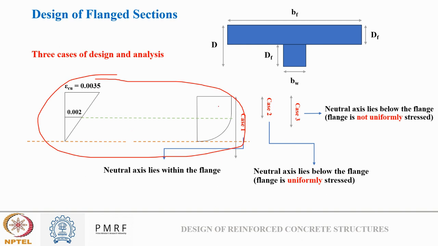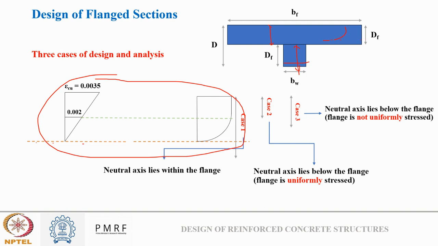Okay, so based on the stress block, a flange section can be designed in three cases. There are three conditions now. First case is my neutral axis is lying within the flange. So this part is known as flange and this part is known as web. So the first case is when my neutral axis is lying inside the flange.